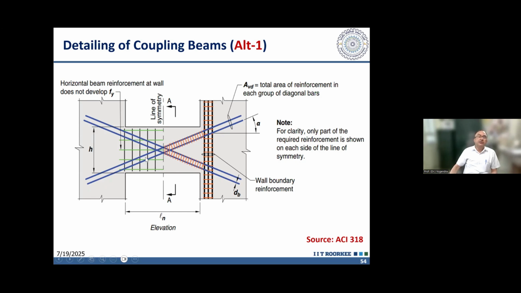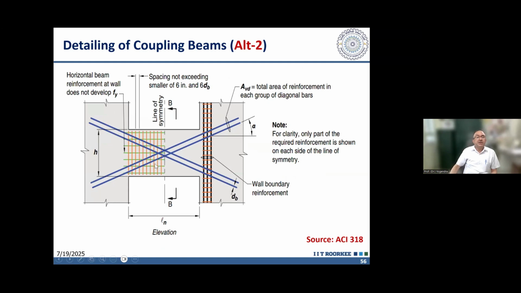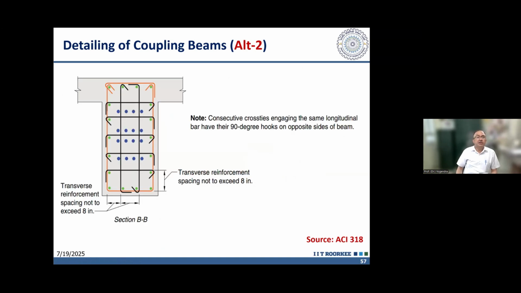One is that we provide confining reinforcement along this bundle of diagonal reinforcement, but that may be a bit complex to provide. So another possibility is that we provide confining reinforcement over the full coupling beam itself. These are shown in ACI 318 with these diagrams. So here special confining reinforcement is provided around the diagonal reinforcement. But in this case, the special confining reinforcement is provided in the beam itself. Here, along the bundles, nominal reinforcement to keep them in place will be provided. And in section, it will look like this. This is the diagonal reinforcement appearing at the section, and the special confining reinforcement is provided over the whole coupling beam.